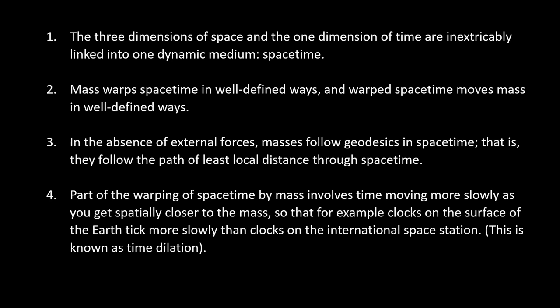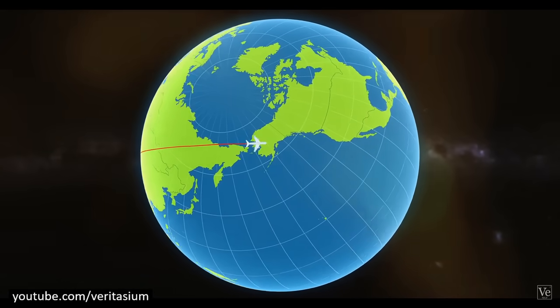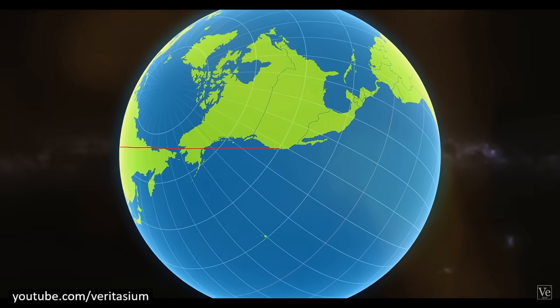4. Part of the warping of spacetime by mass involves time moving more slowly as you get spatially closer to the mass, so that, for example, clocks on the surface of the Earth tick more slowly than clocks on the International Space Station. This is known as time dilation. With these ideas in hand, we're ready to tackle the point of this video: why time dilation causes masses on the Earth to fall downward. To do so, let's review how a geodesic path through curved spacetime is determined.